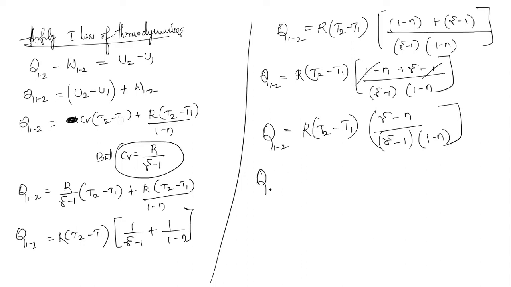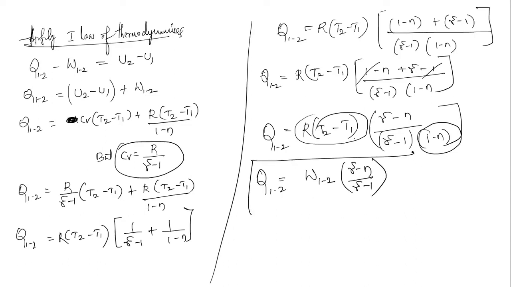Let me rearrange the term. Q1 to 2 is equal to R (T2 minus T1) divided by (1 minus n). That represents W1 to 2. And the remaining thing here is (gamma minus n) divided by (gamma minus 1). This is the expression for Q for a polytropic process.